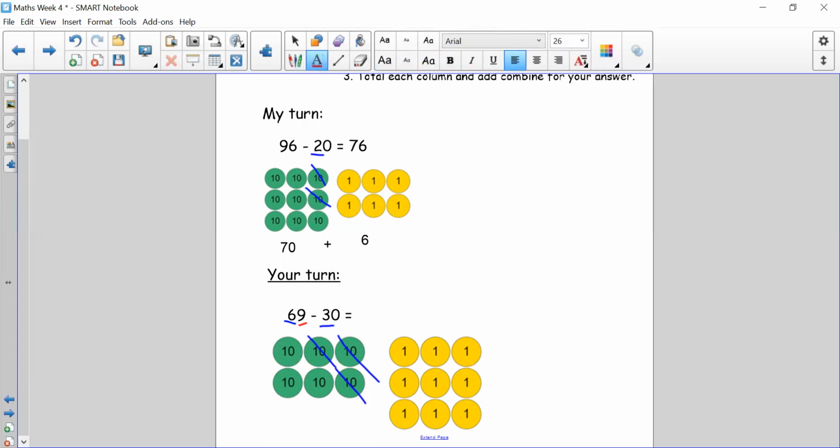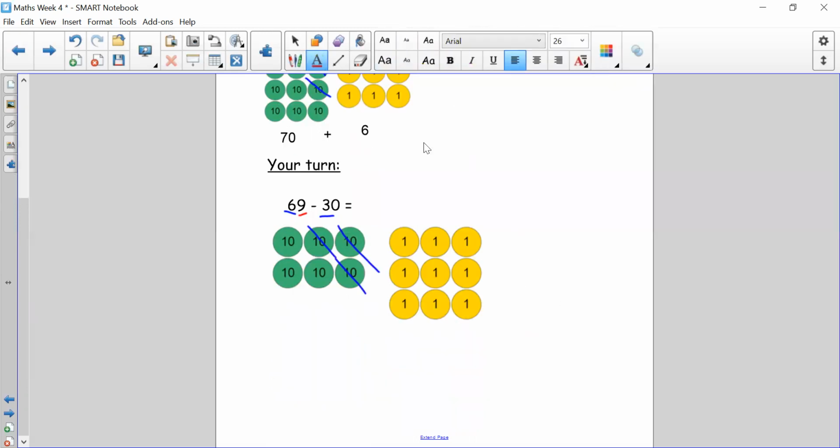Now we need to follow our last step, which is total each column. I didn't do anything to my ones, so I know I still have 9 ones. And I have 3 tens here. I know that because 6 take away 3 is 3, so 60 take away 30 is going to be 30. I could just go 10, 20, 30. So 30 plus 9 is going to be 39.